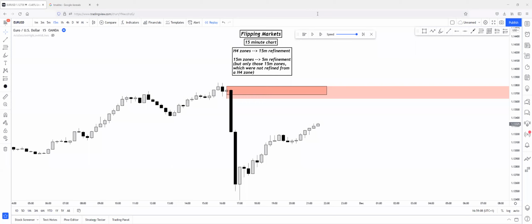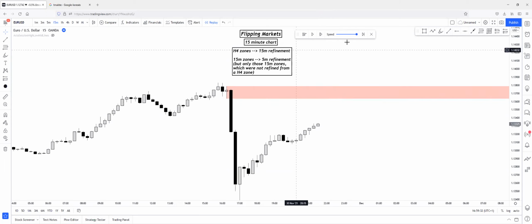Okay, we are on the live chart. I usually do two types of refinements. The first one is the 4-hour zone refinement on the 15-minute, and the second one is the 15-minute refinement on the 5-minute. But if I refine the 4-hour zone on the 15-minute, I just keep it that way, and I won't refine it again on the 5-minute. So I only refine those 15-minute zones on the 5-minute, which were not refined from a 4-hour zone.